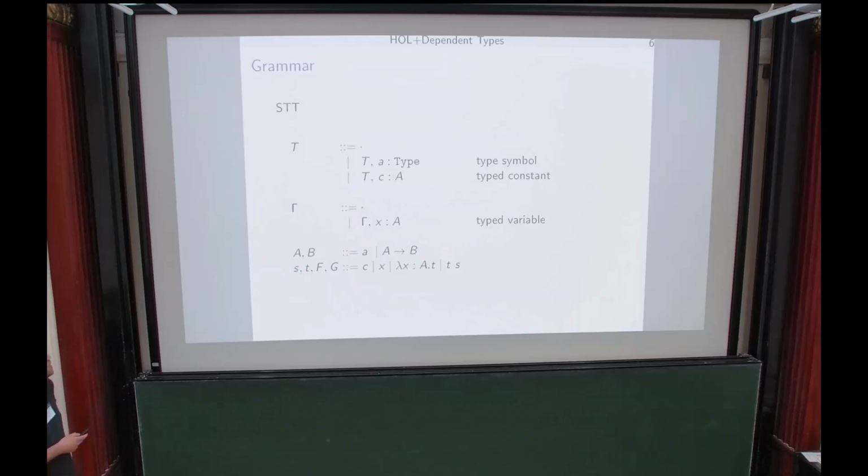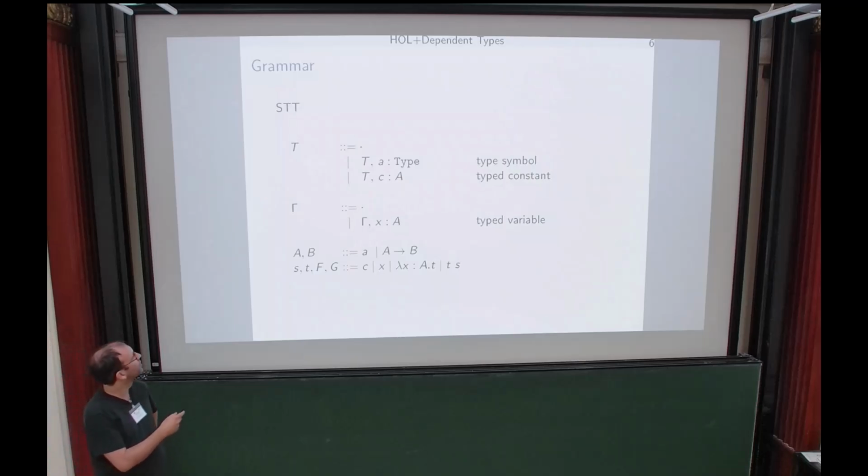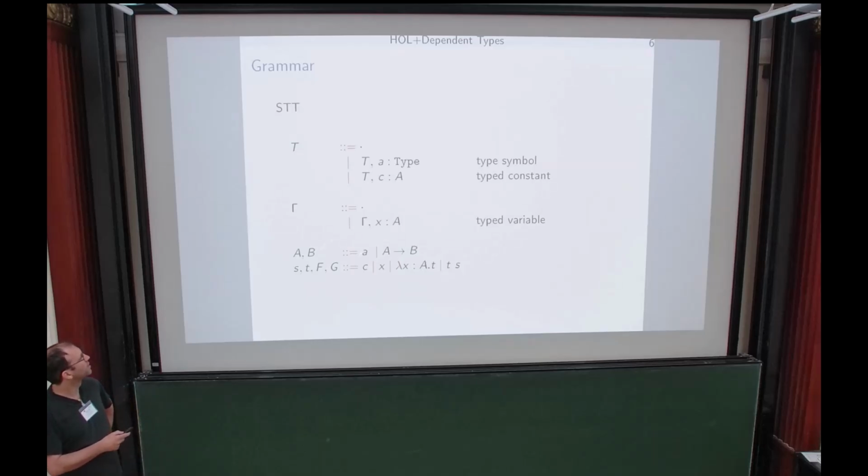This is simple type theory. So we have theories in which we declare base types A and typed constants C. And then we have contexts in which we declare typed variables. So very simple setting, no universals, no polymorphism, no type operators, just base types and typed constants, and then we can quantify over variables. Types, as usual, are base types and function types, and then constants, variables, lambda abstraction and application.